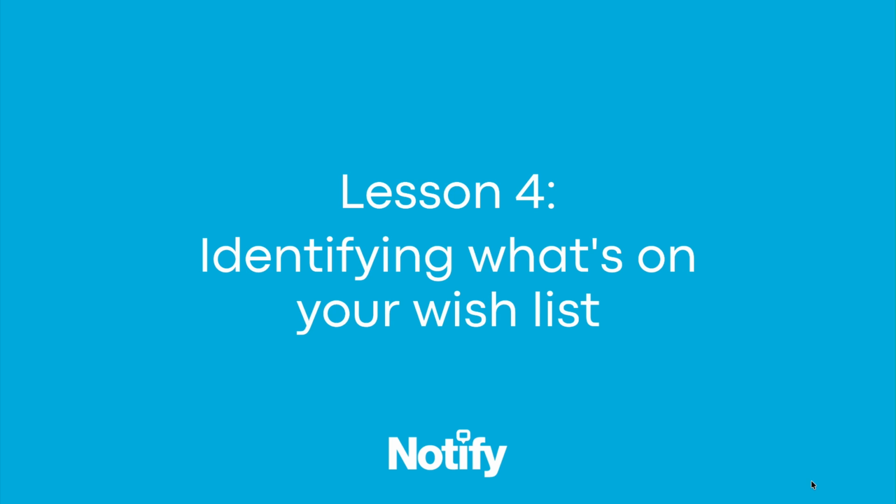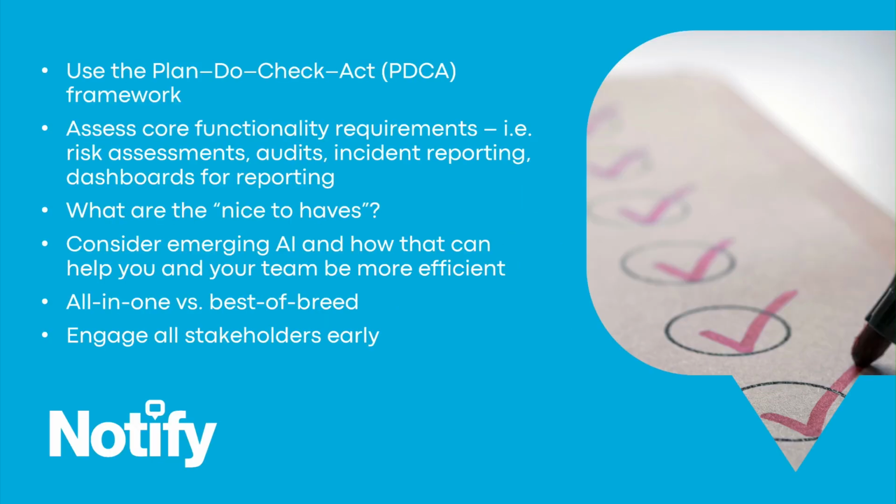Lesson 4. Identifying what's on your wish list. Now that you've defined your success criteria and identified the problems you need to solve, the next step is to create a wish list of features for your ideal software solution. A helpful framework here is the Plan, Do, Check, Act cycle. It's a framework that helps organisations reduce risk and create safer work environments, which is why it's a key part of ISO 45001. Here's what each stage means.